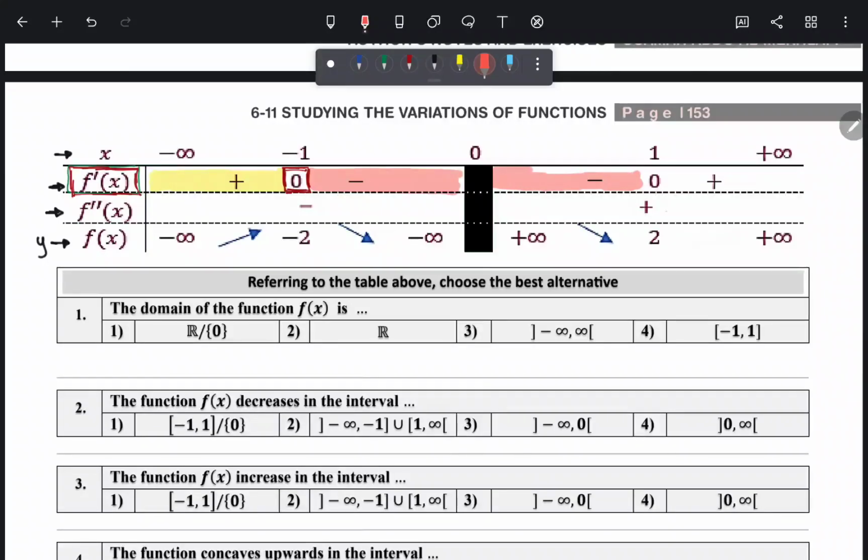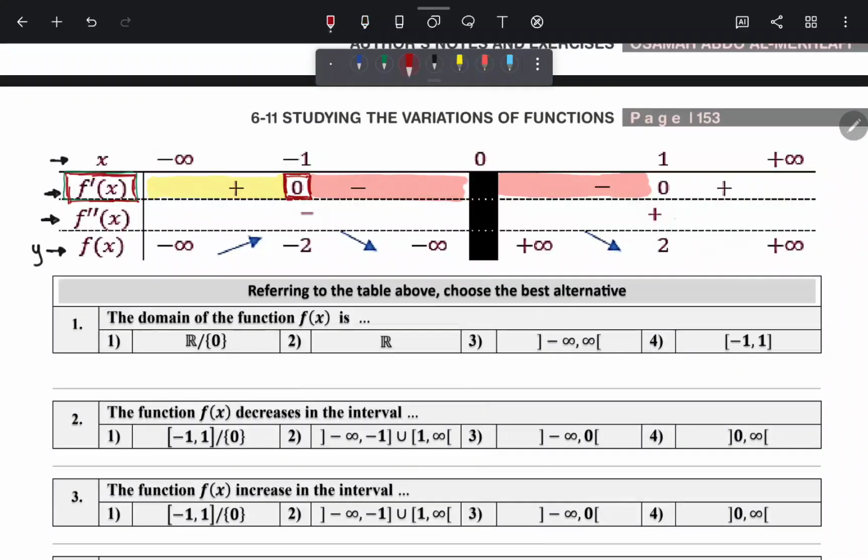Okay, and then I got 0 again. The critical point. So I understand now that this is a critical point. So here we have a critical point. And past this critical point, what do I have? Increasing. The function here is increasing.